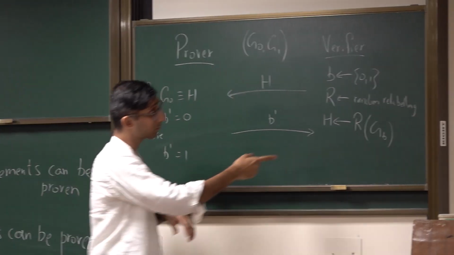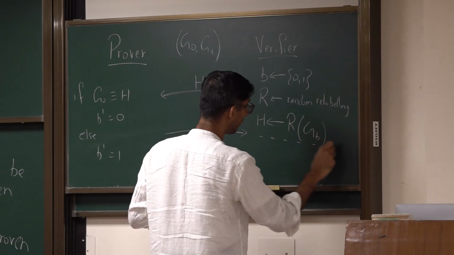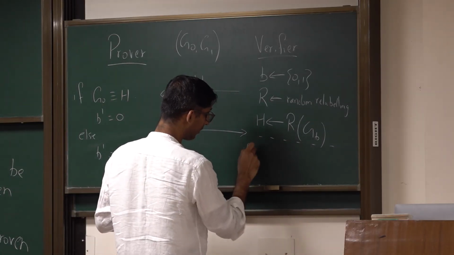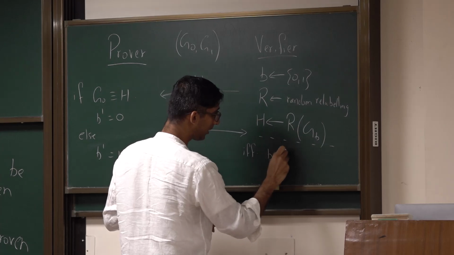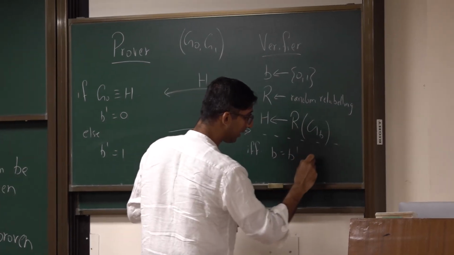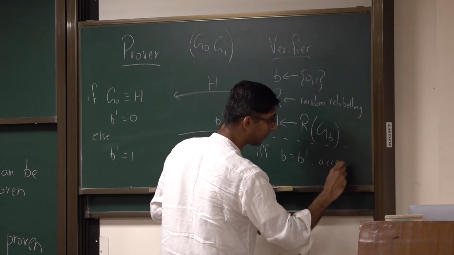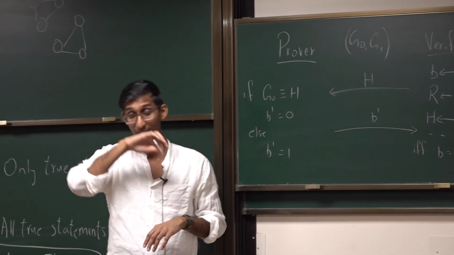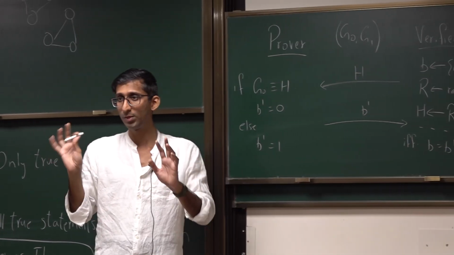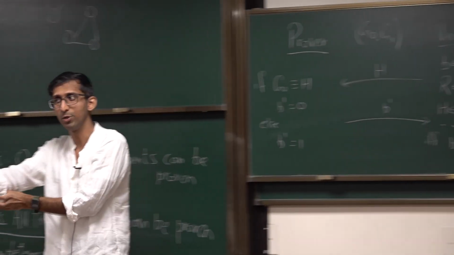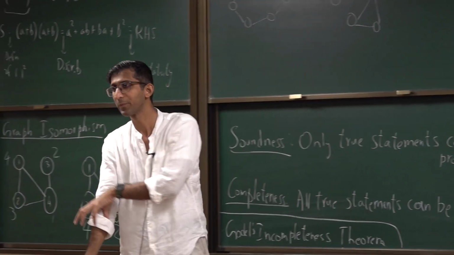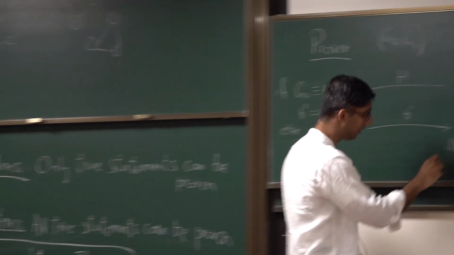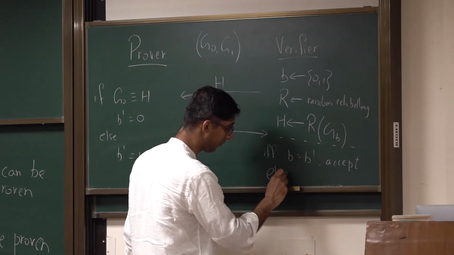Right, and then the verifier, after it receives this, checks whether B is equal to B prime, and if they are equal, then it will accept this proof. It will say, okay, this is a valid proof, and it will accept it. And if it is not, it will reject this proof. This is the terminology I'm going to be using, that it either accepts or it rejects. Okay, and this is if and only if, but let me just make it more clear anyway.